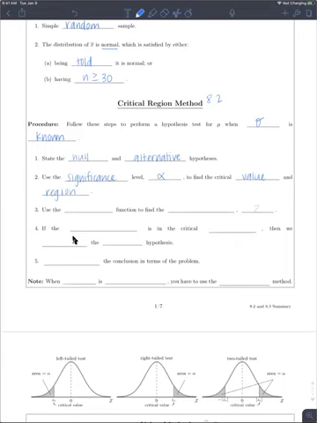And then this one is going to be Z. What function in your calculator do you use when you're given sigma to test a mean mu? Z-test, yeah. So you're going to use the Z-test function to find the test statistic Z.